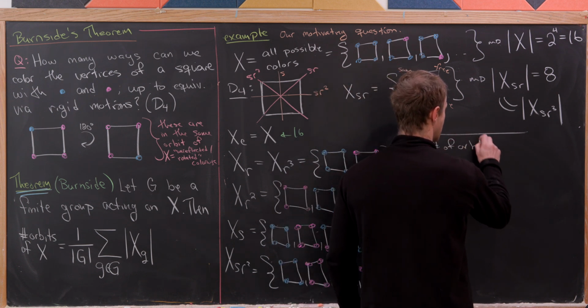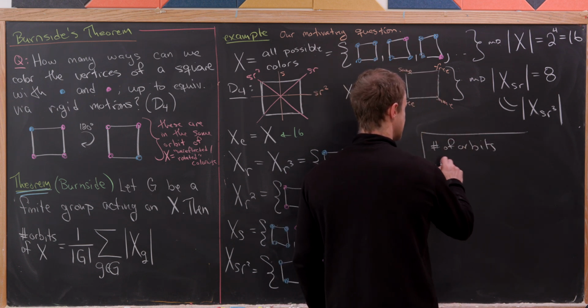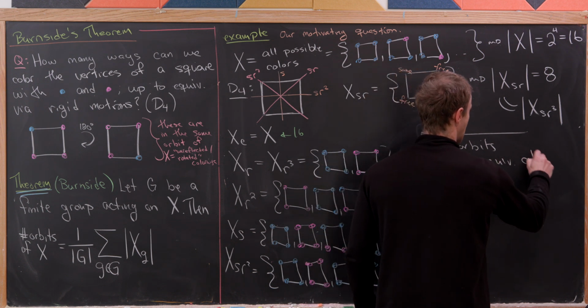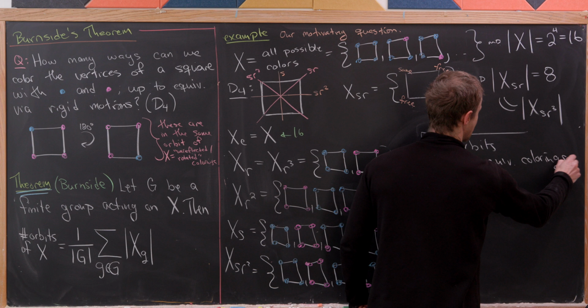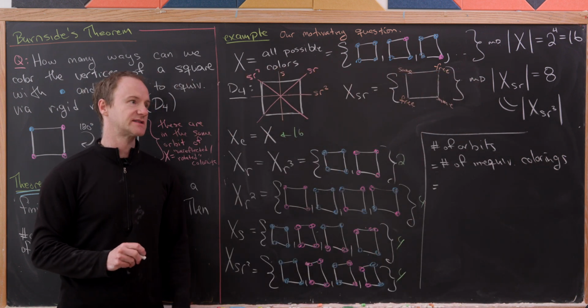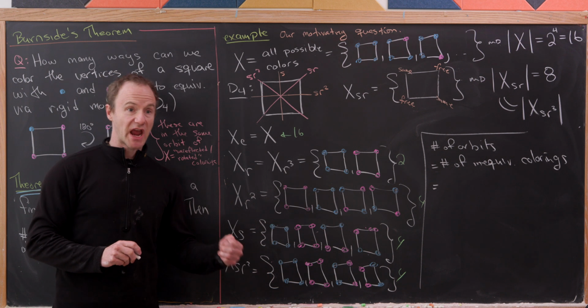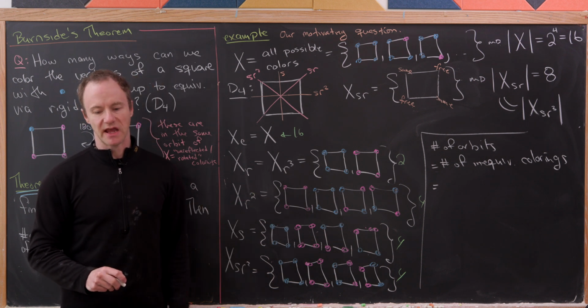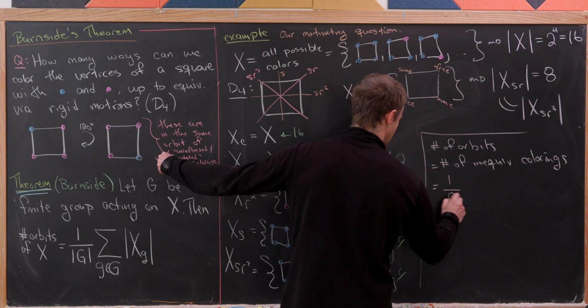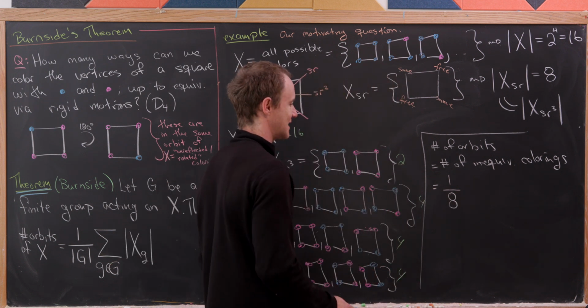But notice that the number of orbits in our case is the number of what I'll call inequivalent colorings. By an inequivalent coloring, I mean that none of these 2 colorings can be changed from one to the other using a group element. And then this is going to be 1 over the size of the group. We know the dihedral group has 8 elements.